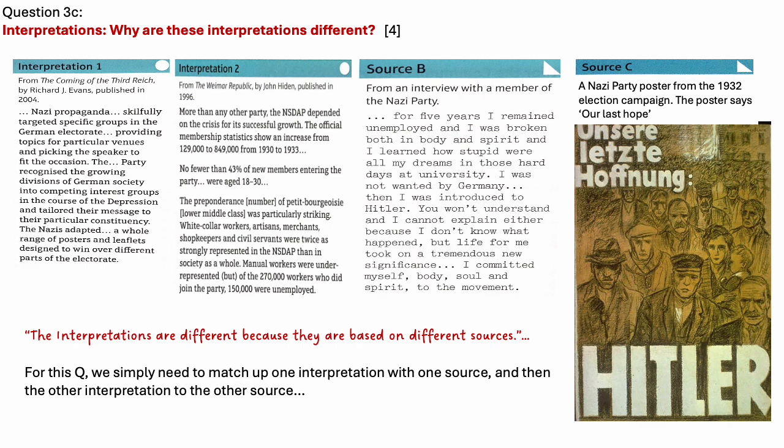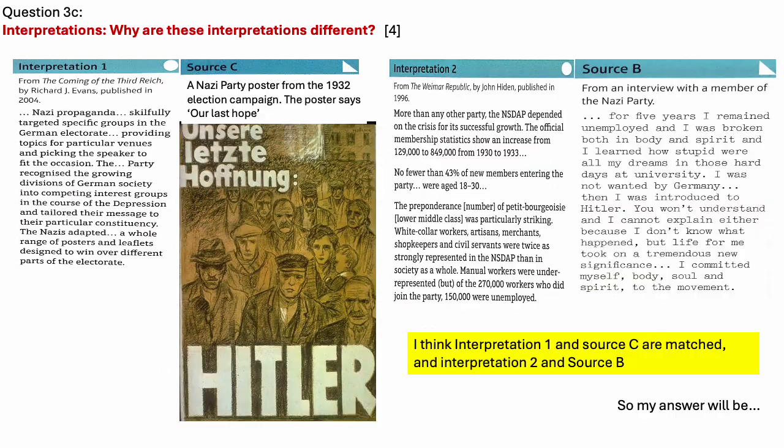Okay, so then all you need to do is match up one of the interpretations to one of the sources, and you'll see that they will match up. It will absolutely be clear in the exam which ones they match up. So let's have a little look here. I have matched up, I think, Interpretation 1 and Source C, and Interpretation 2 therefore and Source B match up. So have a look here to see if you can have a look why that is, and then we'll see. I'll write a little model answer now.